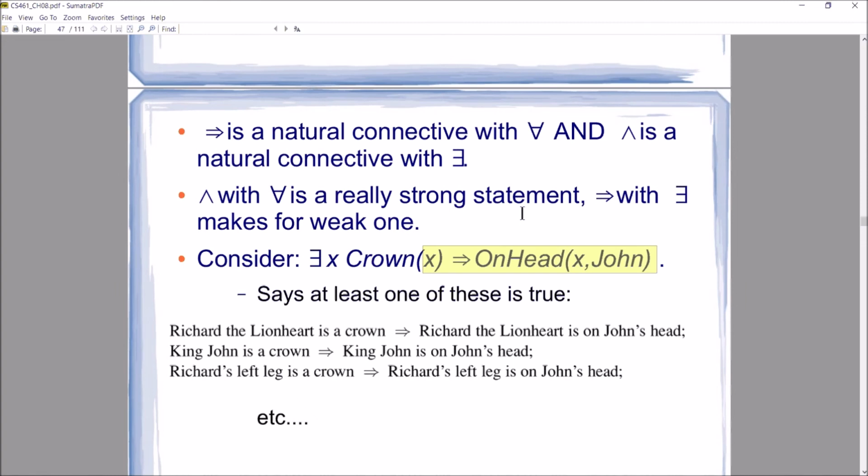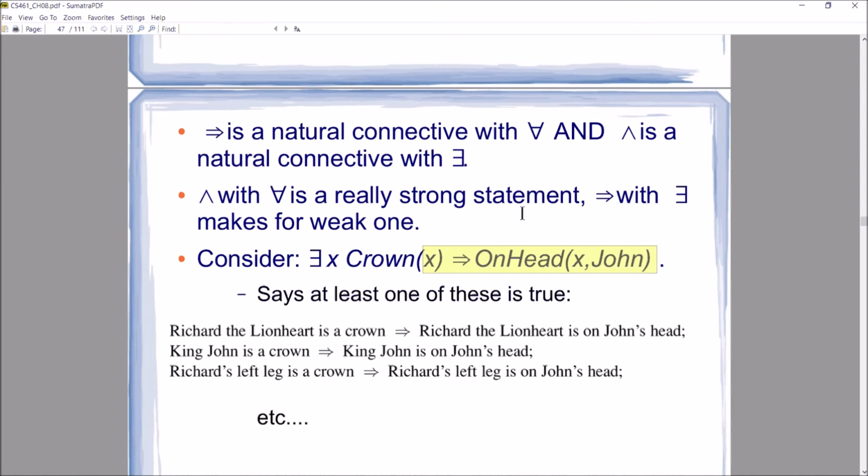So from the examples we can see that implication goes very naturally with the universal quantifier, while the AND connective is pretty natural to combine with the existential quantifier. If you pair AND with the universal quantifier, you're making a really strong statement. You're saying that for all the objects in the model, both these things have to be true. As it turns out, implication with the existential quantifier, in contrast, makes for a pretty weak statement.